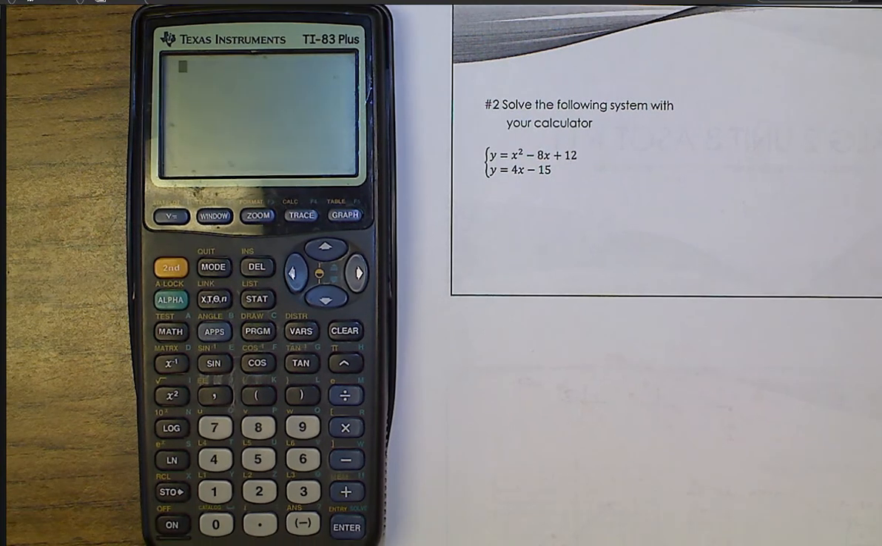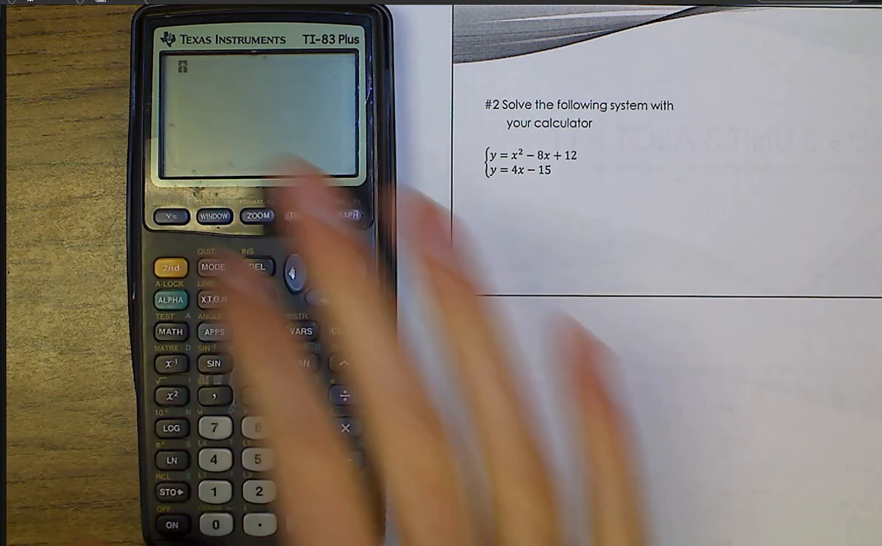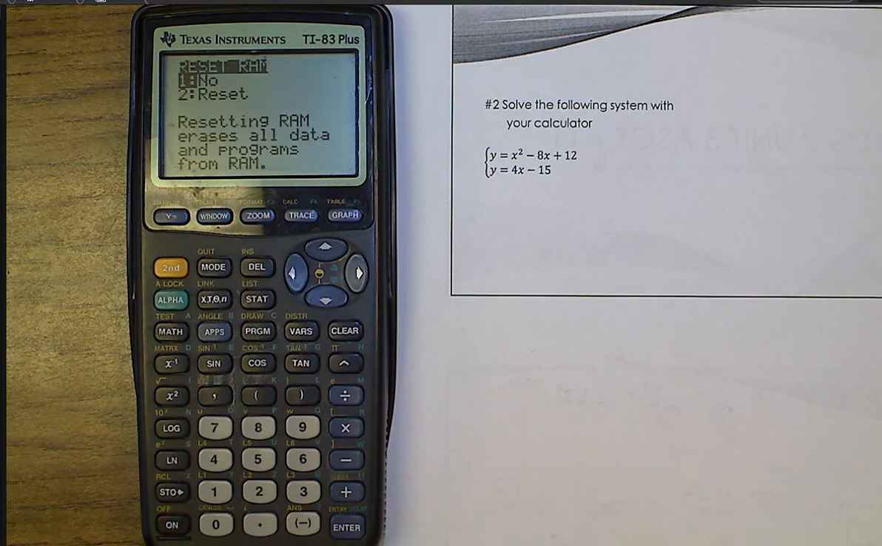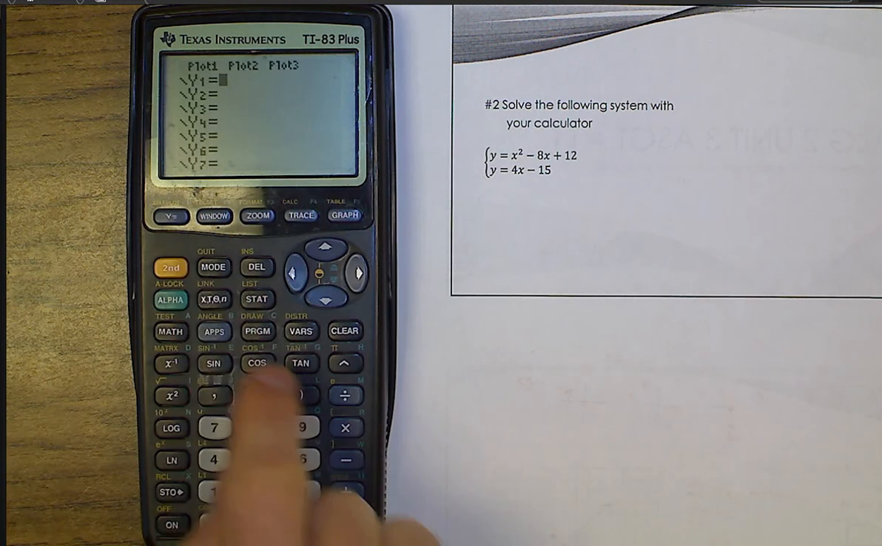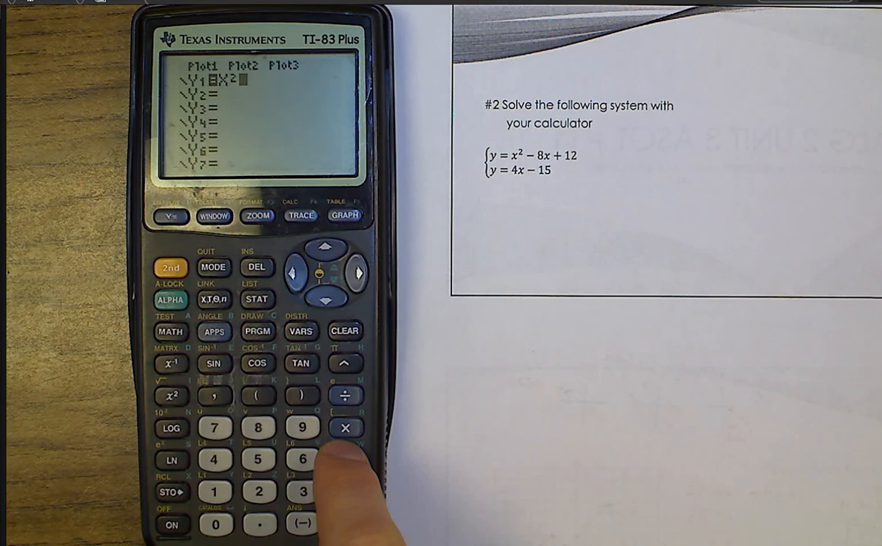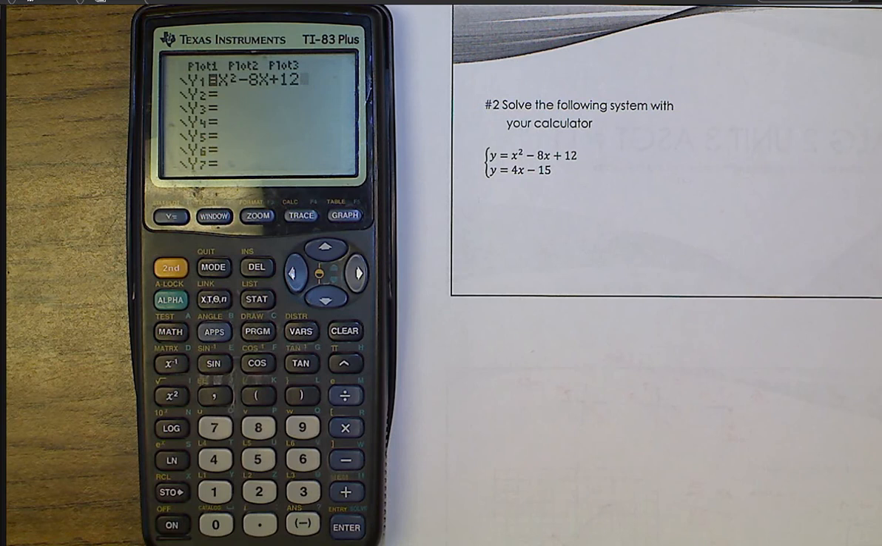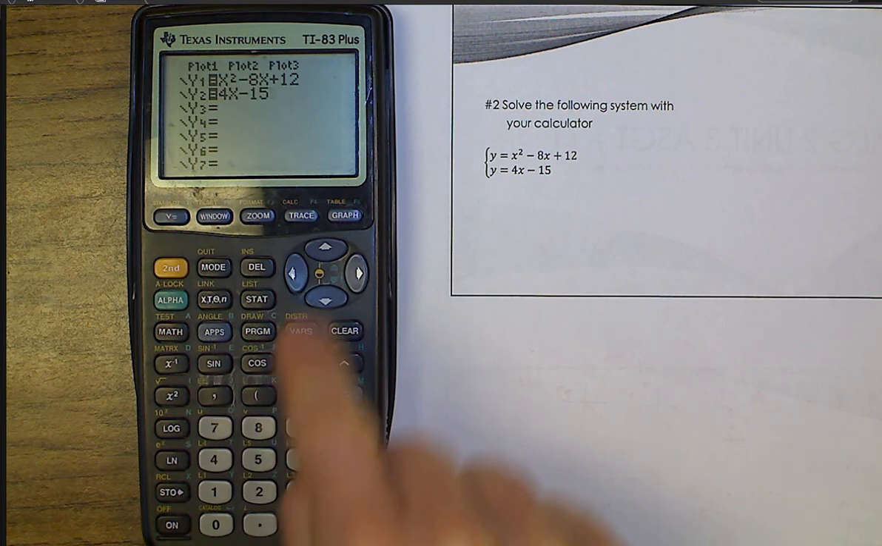If you hit your y equals button, if you have something stored in there, I'd make sure I clear it. For me, always when I start something new, I'm always resetting. So second mem, go hit number 7, which is reset. Hit enter on all. Click down arrow for reset, and reset your calculator. Okay, so we're going to type both of these in. We hit y equals x squared minus 8x plus 12. And I push the down arrow key, and then 4x minus 15. Okay? Hit graph.